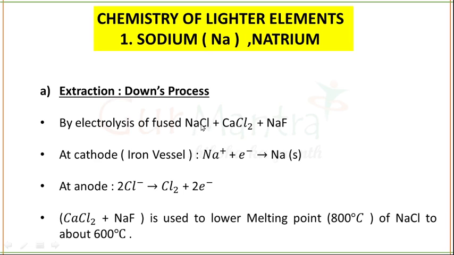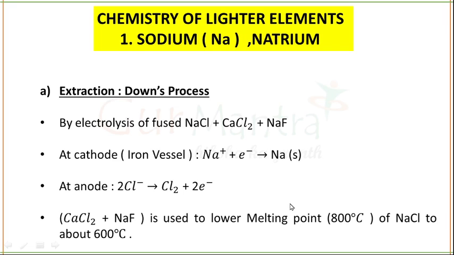When you electrolyze this NaCl, at the cathode in a vessel of iron, Na+ plus an electron gives Na solid, while at the anode the chloride ion dissociates and forms Cl2 plus 2 electrons. In the electrolysis of NaCl, CaCl2 and NaF are used because both as a mixture lower the melting point of NaCl.